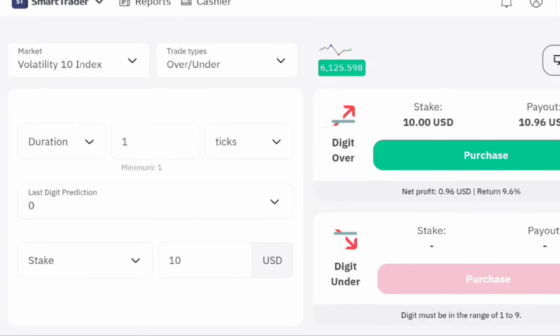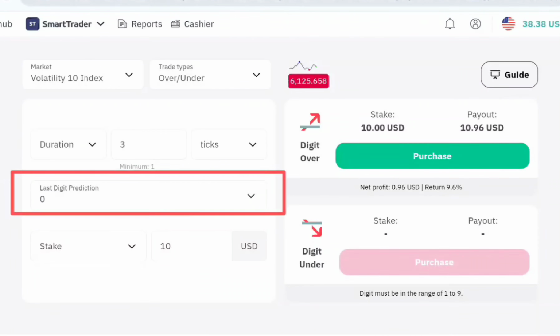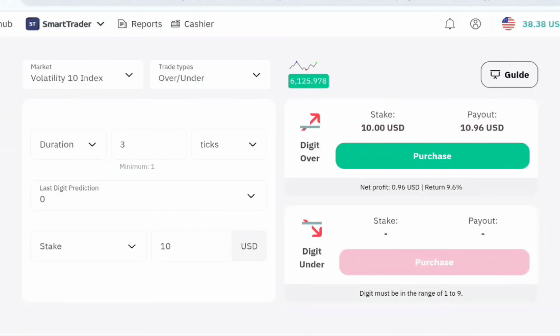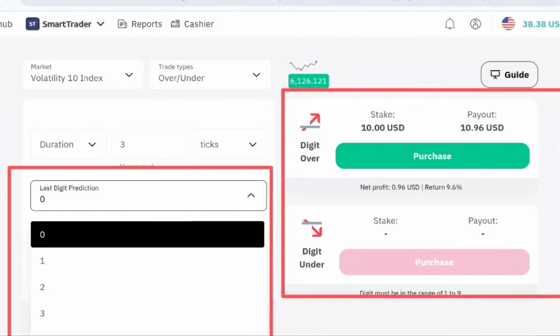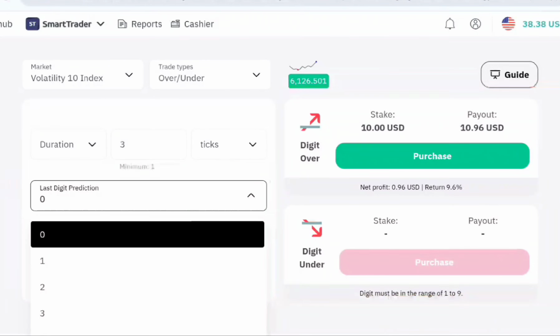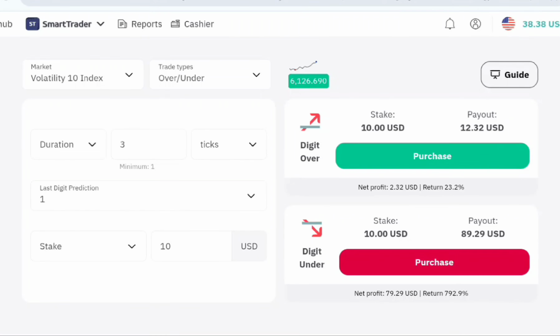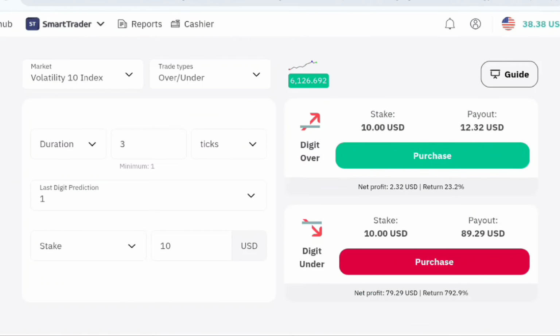Once I select over and under, the next thing I want to do is go to last digit prediction. This is very important. If I change it here, you are going to see a lot of changes on the other side as well. Whatever I change right here, you see the changes on this side. For example, I'm just going to choose 1 right here. If I choose 1, you are going to see that now I have this stake. You can change this stake right here. I'm just going to leave it at 10 for this example.